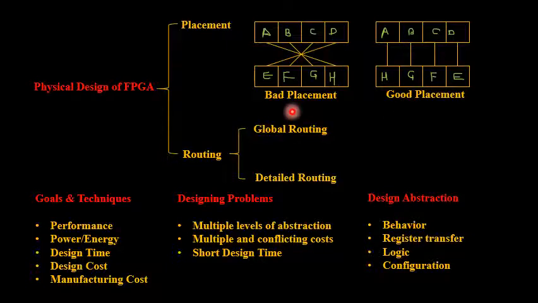What is the difference between this bad placement and good placement? Before going into this particular example in depth, placement is nothing but how you are going to place your individual logic element or a combinational logic block, or it may be in terms of an IO pin or IO blocks.